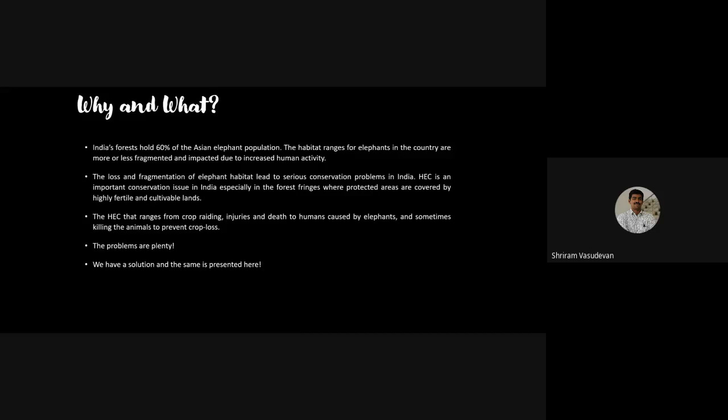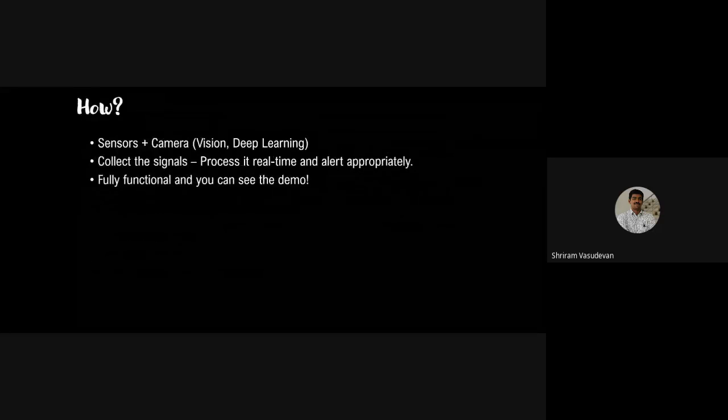we want to solve. If we can get an alert about the movement of the elephant well in advance, we can prevent people from getting injured. We can prevent elephants from being attacked. We can also get the crop loss avoided totally because we can divert the elephant by burning some crackers or something like that. We have solutions available, but most of them are incomplete or not fully functional, I would say. So we need a solution for it, and we are here to provide you that.